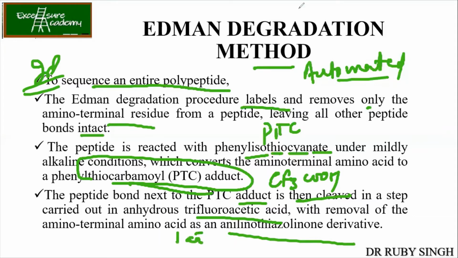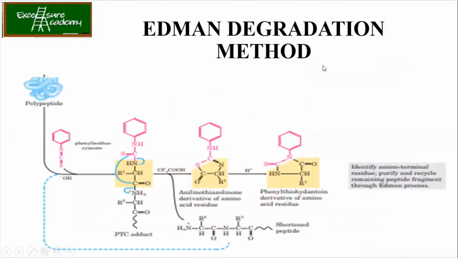Okay, so let's see with the help of the figure how it is being carried out. In the figure you can see you have got the polypeptide chain. It is opened up and phenyl isothiocyanate has been added. Okay. Now what is happening? It will form the PTC adduct. Phenyl thiocarbamyl adduct is formed.